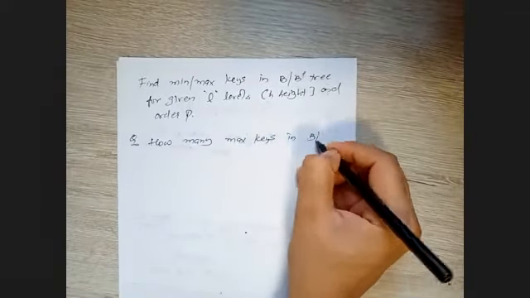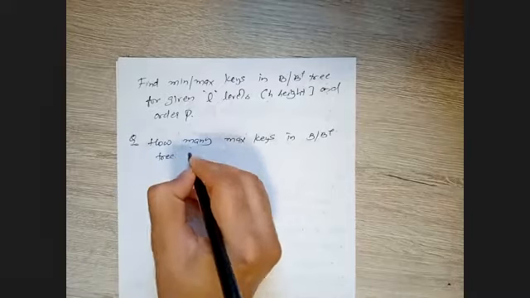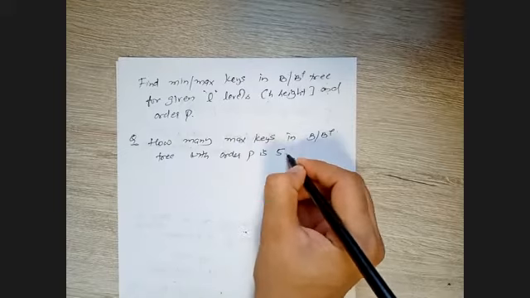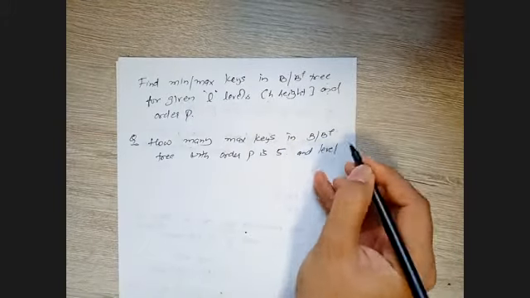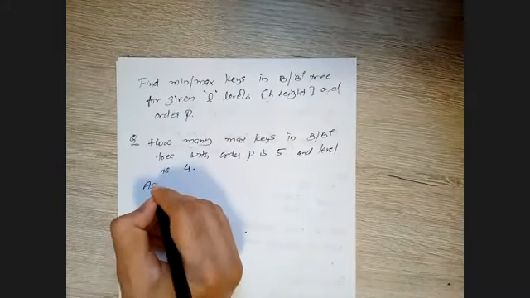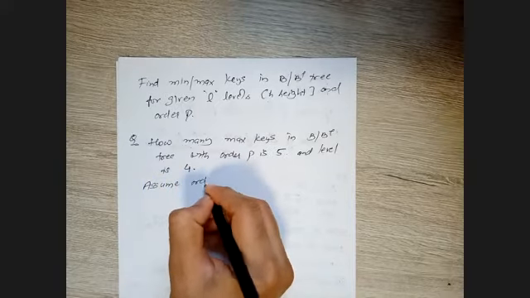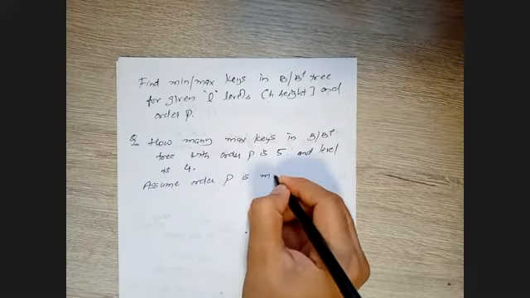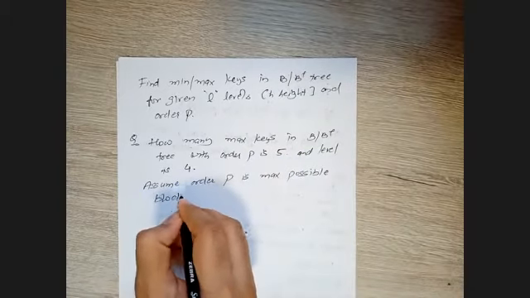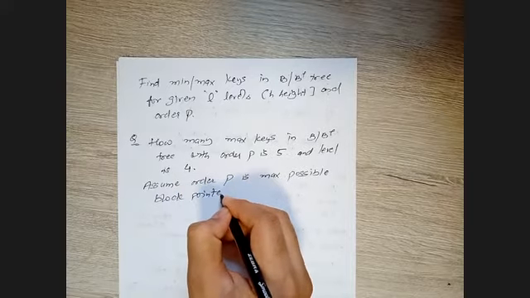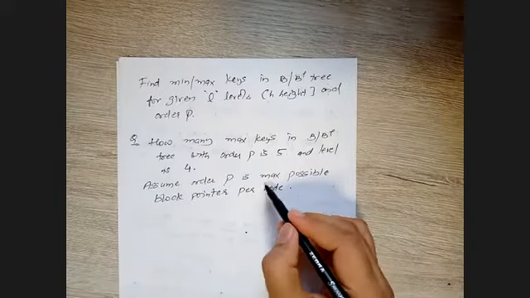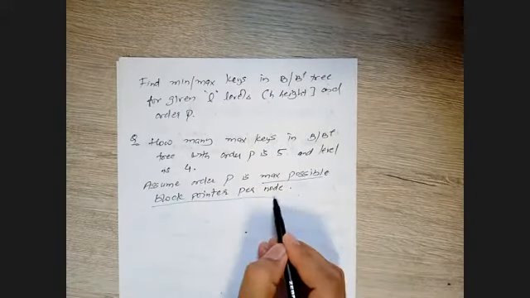A question like: how many maximum keys in a B or B plus tree with order P equal to 5 and height level 4. The question will also say that you need to assume the order P is the maximum possible block pointers. This must be given. The question is incomplete without this information of order, that is the maximum possible block pointers per node. Remember.